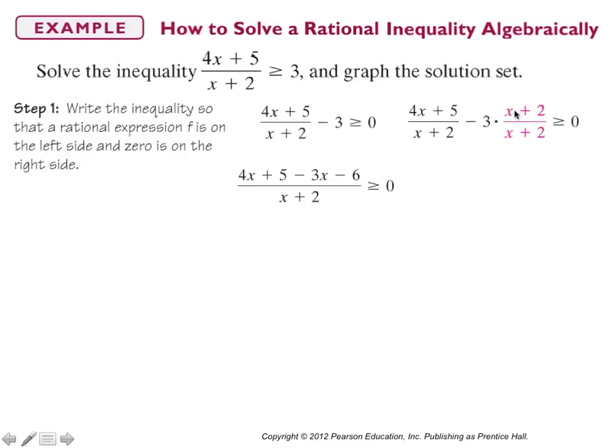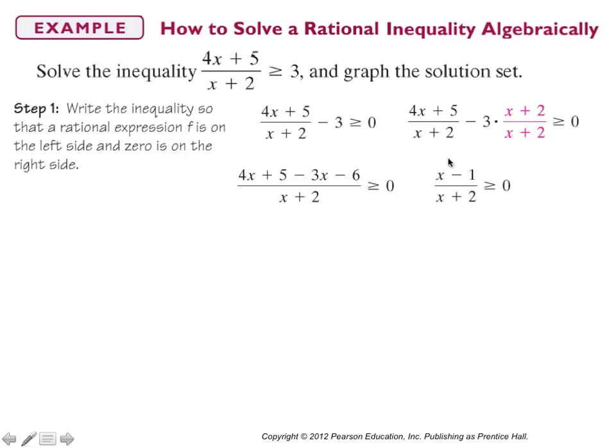So if we actually multiply this through, we're going to be left with 4x plus 5 from up here, and then we're going to have negative 3x minus 6 in my numerator, and now I have everything over the quantity x plus 2. And then what I want to do is just combine like terms. So 4x minus 3x gives me a positive x. Positive 5 minus 6 gives me a negative 1. So I'm left with (x minus 1) over (x plus 2) is greater than or equal to 0.